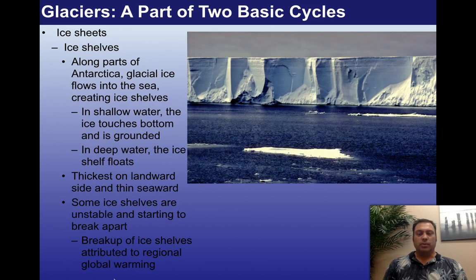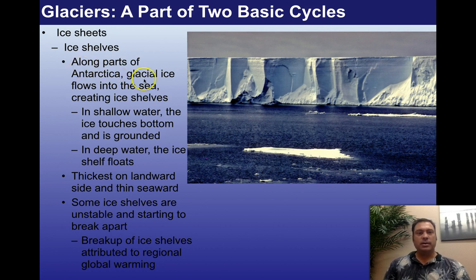Okay, so here we see a really neat feature. This is something called an ice shelf. It's part of the ice sheet, the ice sheet that extends off of the continents. And some of these ice sheets can extend out even into the ocean. And Antarctica is a classic example of this. So the ice sheet that extends from the land out into the ocean is called an ice shelf.